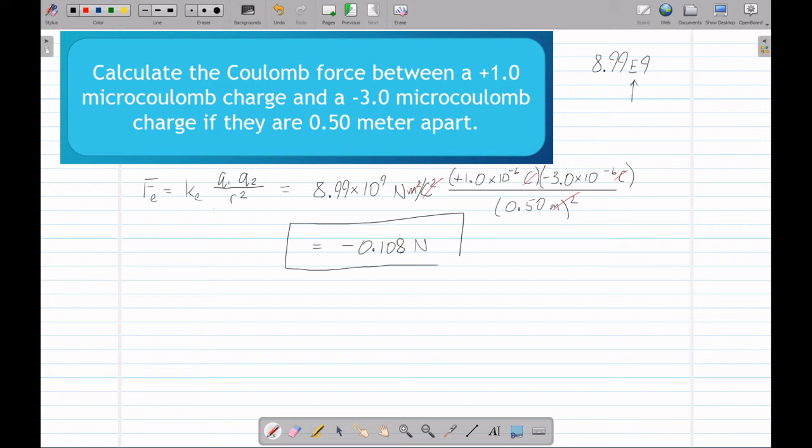final answer. And the answer should be negative because remember we had a positive and a negative charge, so they're going to attract towards each other with a force of negative 0.108 newtons when they are half a meter apart.